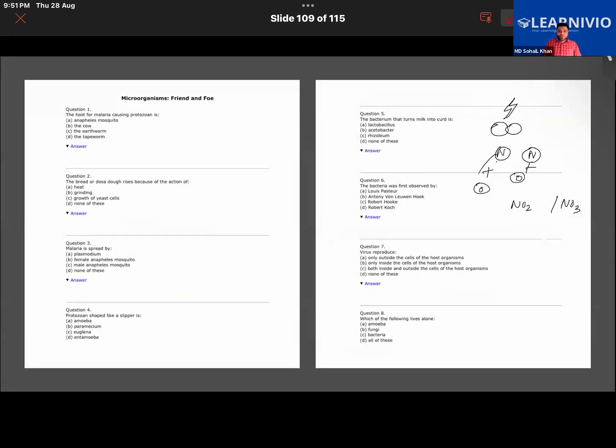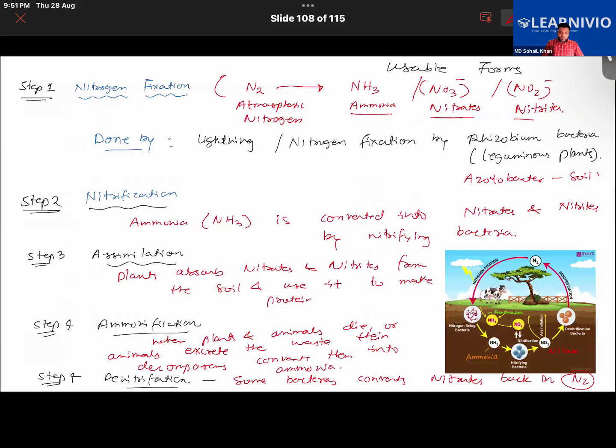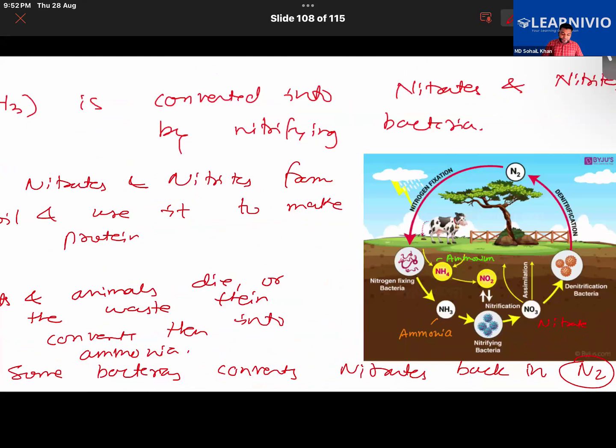But suppose a 2 mark question comes, like define the nitrogen cycle in short. If a 5 mark question comes in the exam, you'll be elaborating all the steps. But in short, we can say that the nitrogen cycle is the natural process by which nitrogen moves between the atmosphere, soil, plants and animals and back to the atmosphere. It includes steps like nitrogen fixation, nitrification, assimilation, ammonification and denitrification. This cycle makes nitrogen available to all living organisms and maintains its balance in nature.